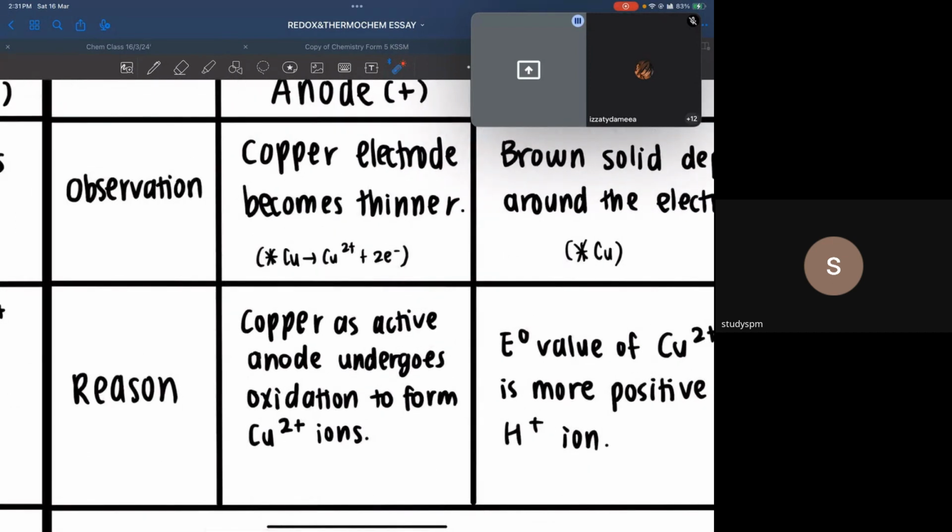For chemistry, if you want to get A plus, you cannot just write whatever content, asalkan ada content tu inside, tidak payah strictly follow kan. No, pemeriksa tidak suka tu, tidak akan bagi markah. It's very strict. So if you want to get A plus, mesti susun cantik-cantik, state the facts only, root cause. Macam copper as active anode undergoes oxidation to form copper 2 ions.